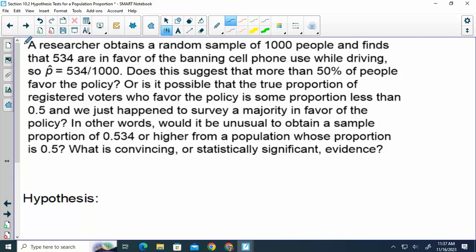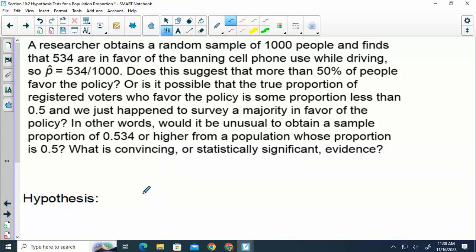A researcher obtains a simple random sample of 1,000 people and finds that 534 are in favor of banning the cell phone while driving. So our p-hat is 534 over 1,000. Does this suggest that more than 50% of people favor the policy? Or is it possible that the true proportion is less than 0.5 and we just happened to get a sample where it was more? We need to find if it would be unusual for this to happen.